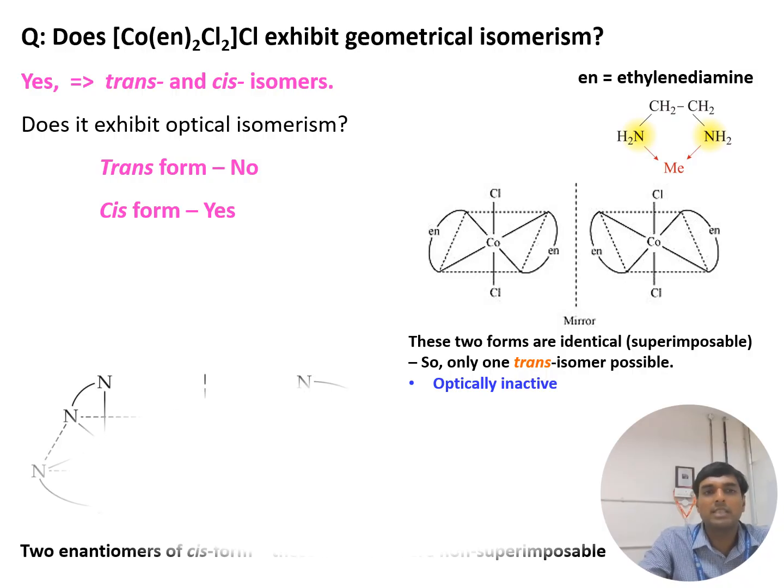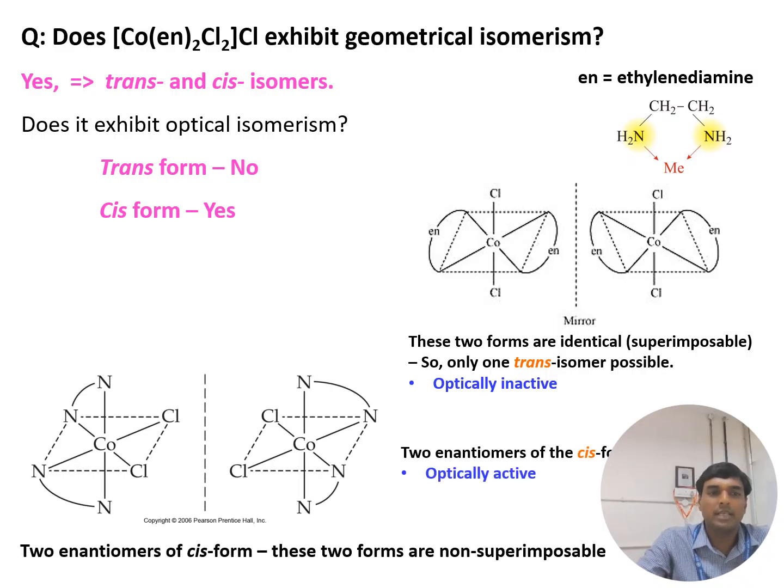But if you go for the cis isomer, you see here the chlorines are in the plane, and the ethylenediamine groups are on one side. If you put in the mirror image, they are not identical, they are not superimposable. So in that case, the cis isomer is optically active.